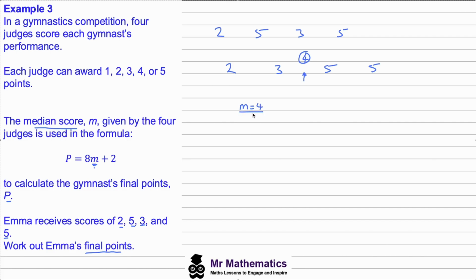So now we've got M, can you work out the final points that Emma scores using this formula? Okay, so we substitute this 4 in place of M. So our final points will be 8 lots of 4 plus 2. And 8 times 4 is 32. 32 plus 2, Emma would get 34 points. Okay? How did you get on with that? Let's try example 4.